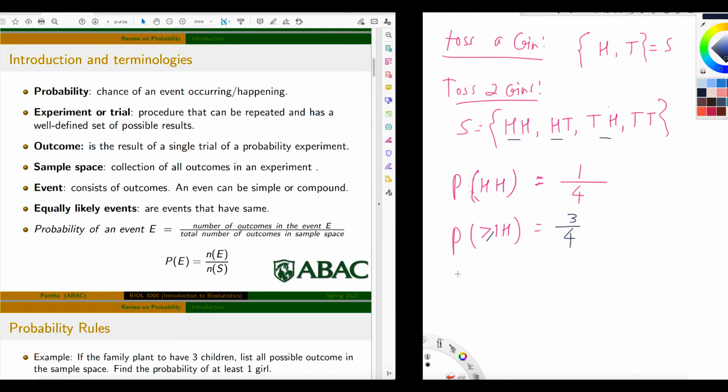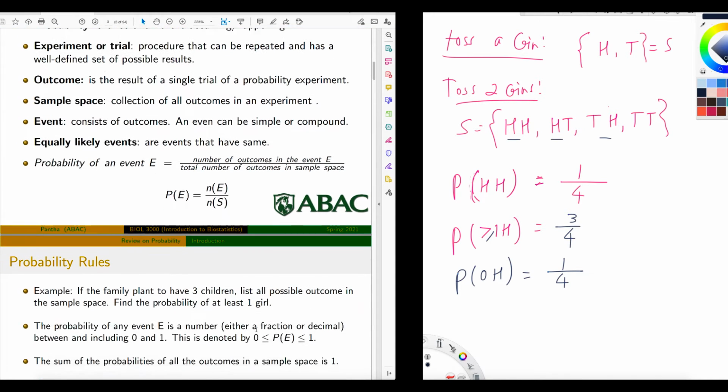How about the probability of no head, right? Zero head, let's say. No head means zero head. So how many outcomes have zero heads? This outcome has two heads, this outcome has one head, this outcome has one head, this outcome has zero heads, right? So there is only one outcome with zero heads, divided by the total number of outcomes, which is 4. So this is how we find the probability. Okay, so you see that we have seen this kind of example in your elementary statistics class.